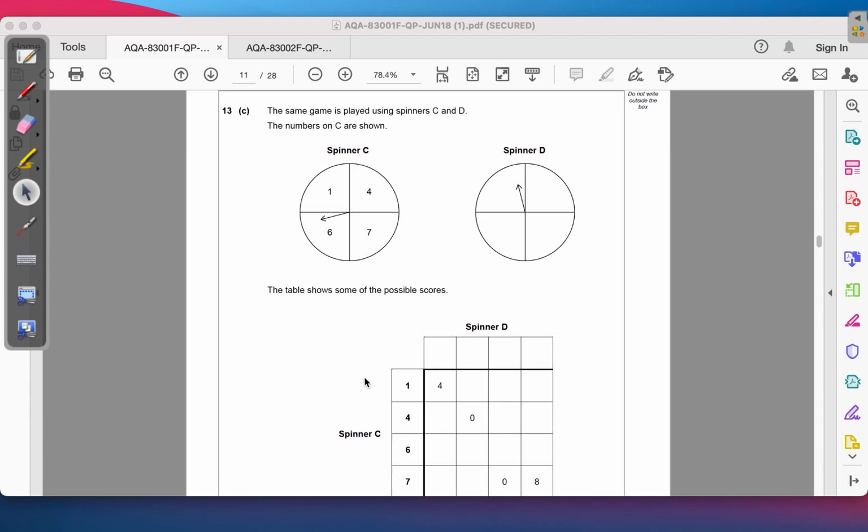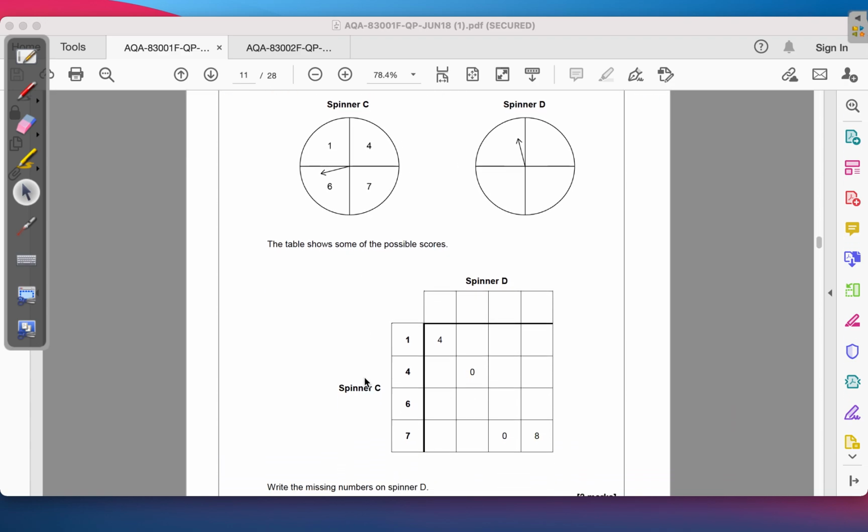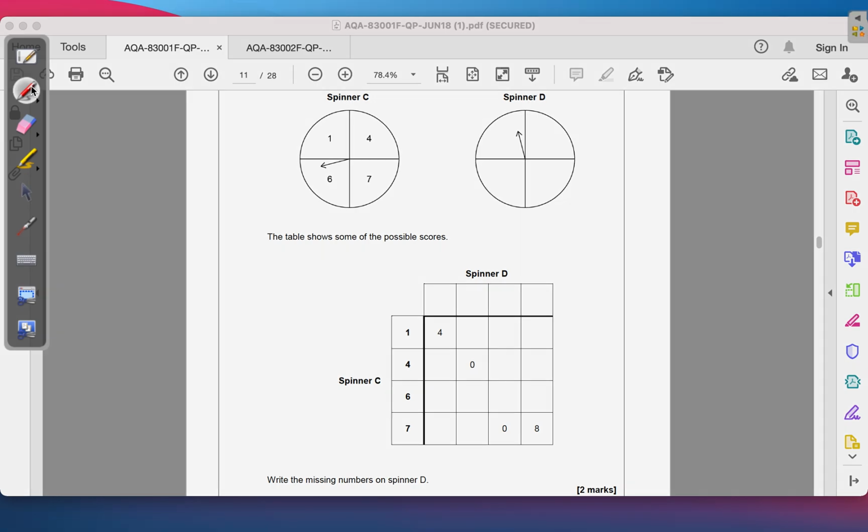The same game is played using spinners C and D. The numbers on C are shown. Okay, so we need to fill in the numbers on this spinner, basically. So we're told that whenever there's 2 numbers that are different, we choose the higher number. Okay, so if we've got 4 as our higher number, then we know that this one must be 4. Okay, because we've chosen the higher number.